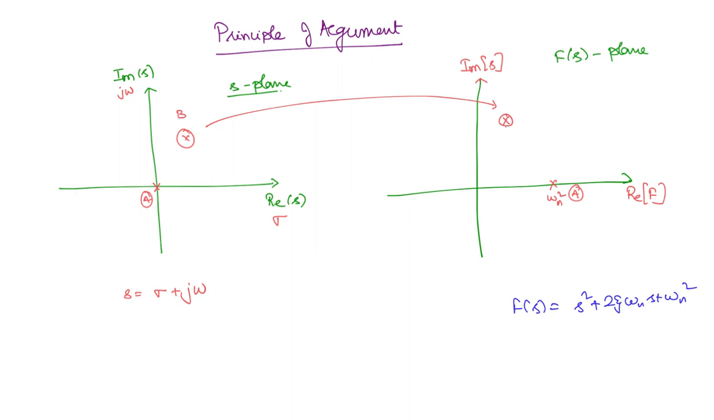So in this case, it will have a real as well as an imaginary part. So in this way, any value of s that you take can be mapped onto the f of s plane. So this is called mapping of the s plane to the f of s plane. This is the first thing that you should know: what is mapping.